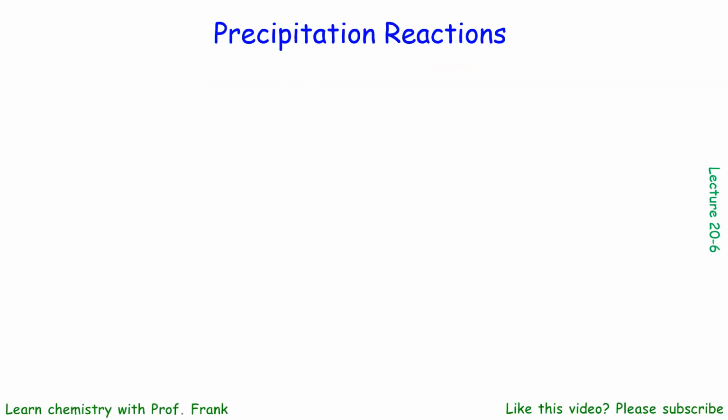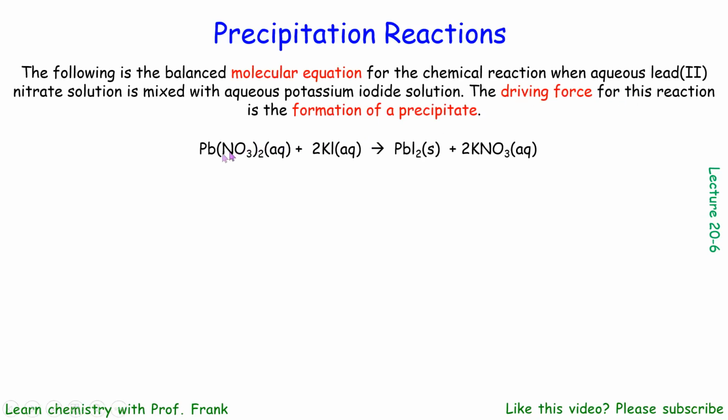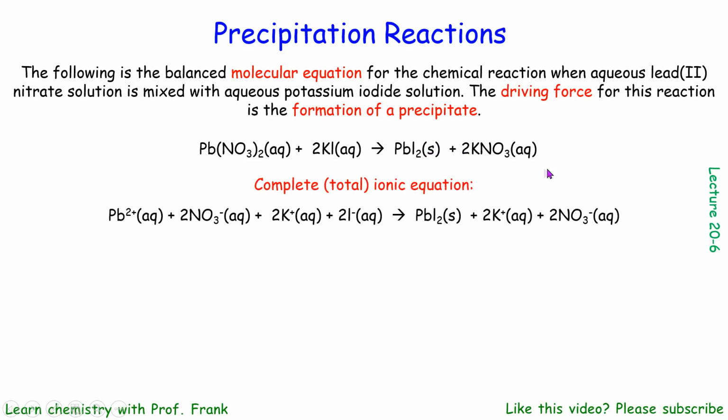Now let's talk about precipitation reactions. We have lead(II) nitrate reacting with potassium iodide, forming a precipitate of lead(II) iodide, and of course a soluble potassium nitrate. So the driving force for this reaction is the formation of this precipitate. This equation we call that molecular equation because everything is written as if it were molecule.